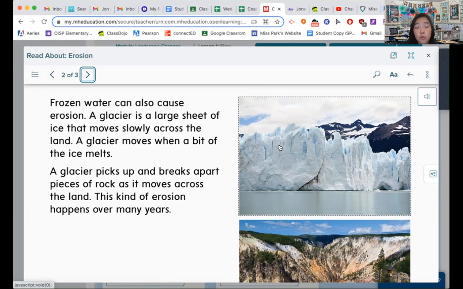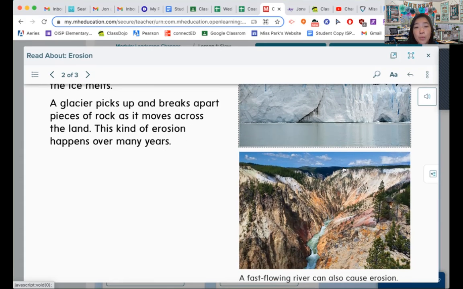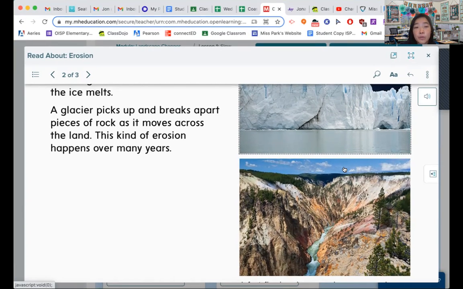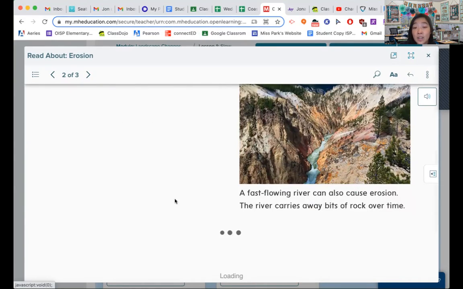Frozen water can also cause erosion. A glacier is a large sheet of ice that moves slowly across the land. A glacier moves when a bit of the ice melts. A glacier picks up and breaks apart pieces of rock as it moves across the land. This kind of erosion happens over many years.